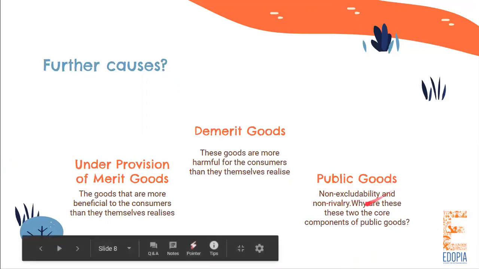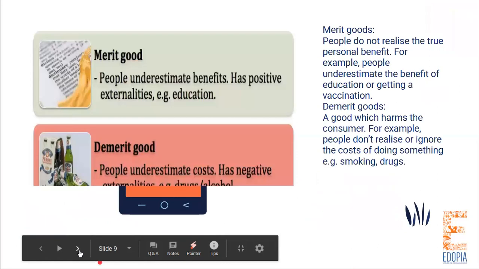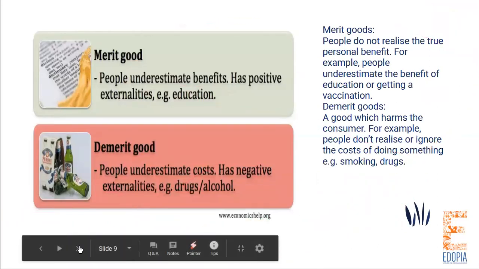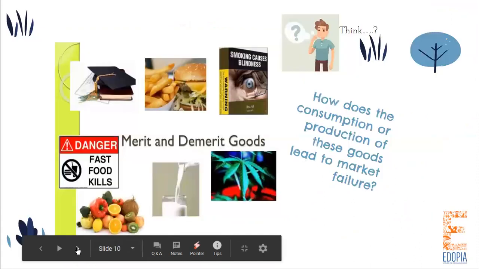Now, moving to the public goods, which have two salient features: non-excludability and non-rivalry. Why are these two the salient features of public goods? Because public goods ensure that their consumption is not going to exclude. If one person is consuming a particular product, it's not going to exclude the other person from consuming that particular product. Now, in this diagram, we further explain through pictures and examples how merit goods and demerit goods work.